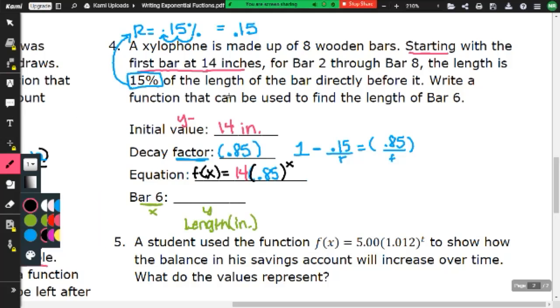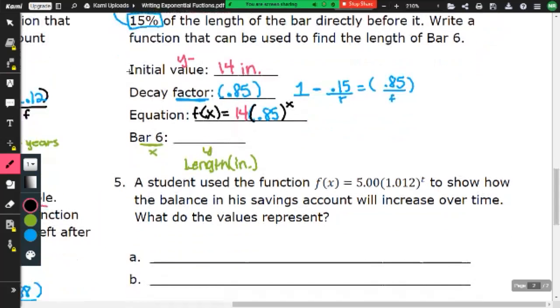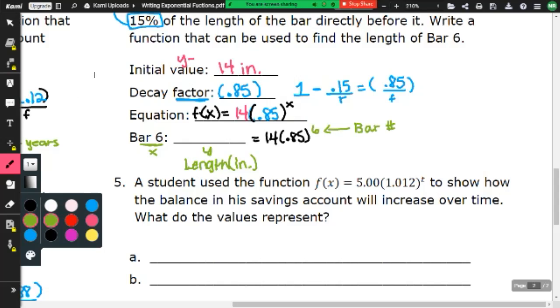So let's write that equation with the number plugged in. It'll give us 14 times 0.85 to the power of 6. That is my bar number. Yep, 5.28 inches.